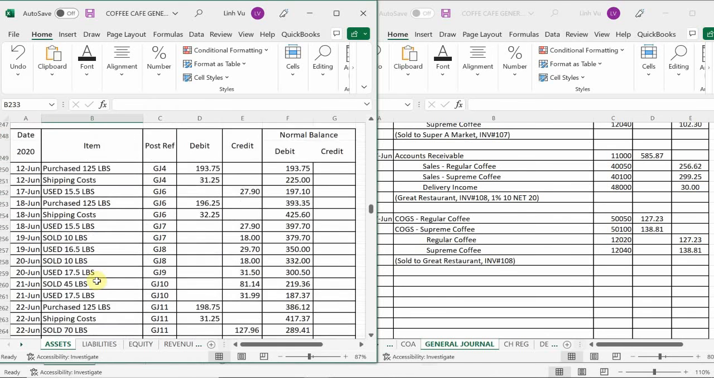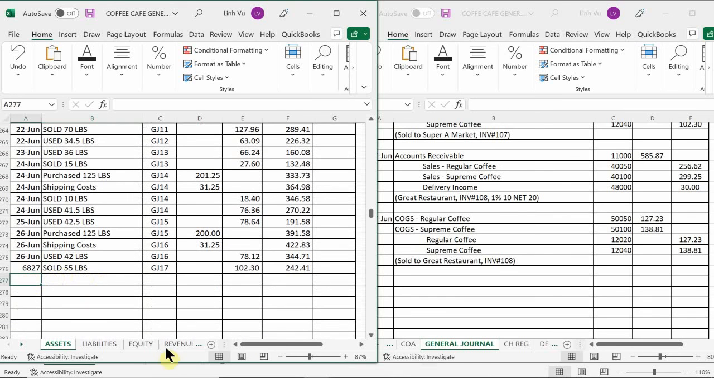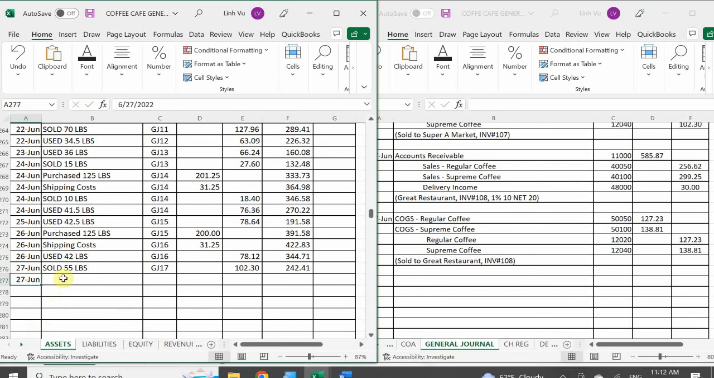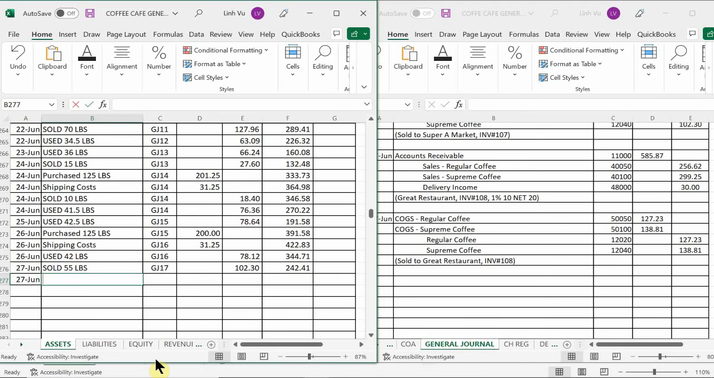Last one. Our sales: we sold 75 pounds of my Supreme coffee. $103.60 is correct.